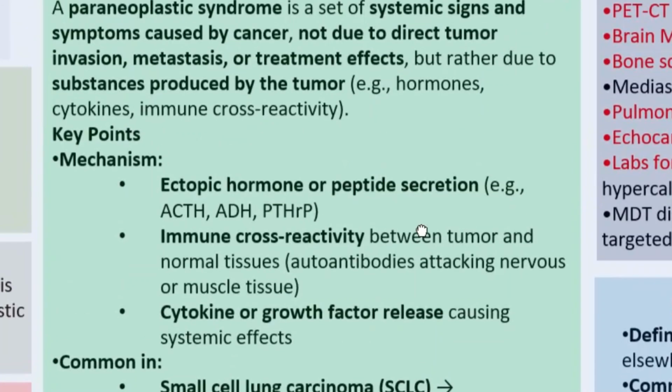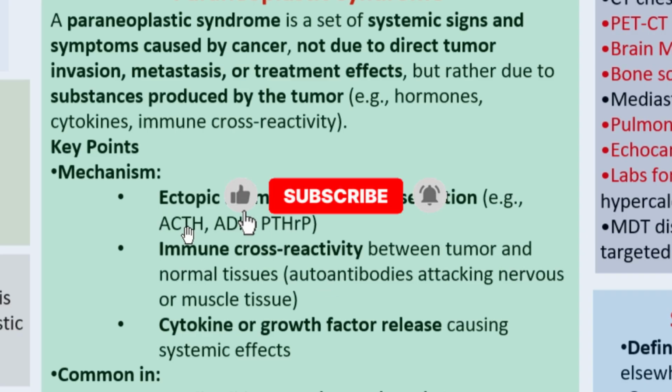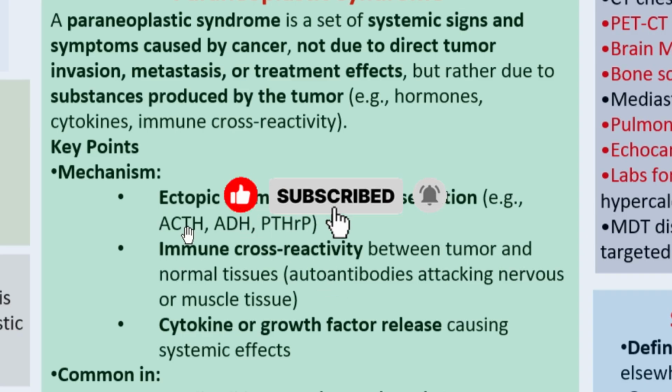So the mechanisms of paraneoplasticism: we have ectopic hormones, whereby the tumor has neuroendocrine cells. The neuroendocrine cells start producing hormones like ACTH, ADH, and parathyroid hormone releasing peptide. So when ACTH is produced, it is going to go to the adrenals, cause release of cortisol, and we have hypercortisolism, which will present as Cushing's syndrome.